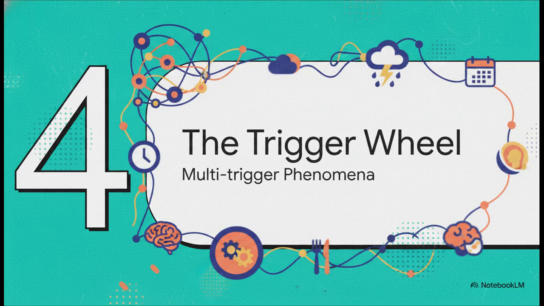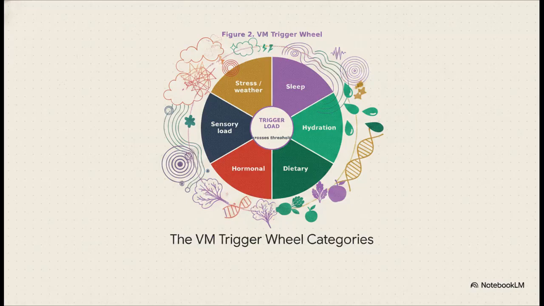Section 4. The Trigger Wheel Framework. So, here is a real game changer. Vestibular migraine episodes are multi-trigger phenomena. They are almost never single-cause events, and understanding this fundamentally shifts how you should be educating your patients. The trigger wheel framework is the absolute foundation of every conversation you should be having in that very first appointment. It elegantly maps out the 6 distinct categories that combine to cross an individual symptom threshold.